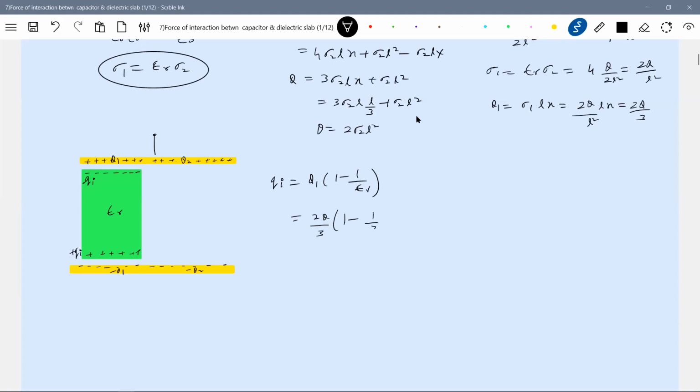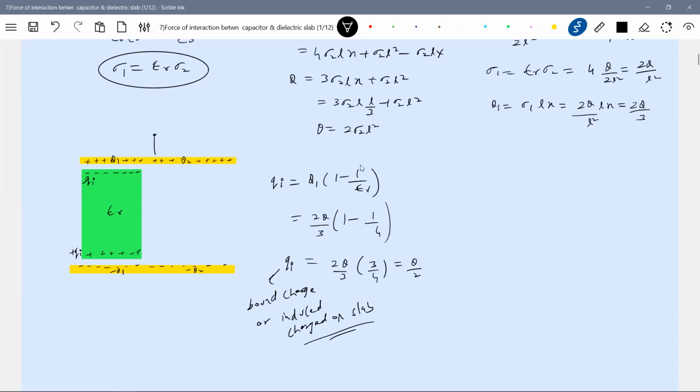1 minus, this is 4, epsilon naught value, I think 4. Q by 2 charge will be present. This is the charge induced on the dielectric slab. Bound charge, various names: bound charge or induced charge on the slab. But you see the way he has asked, the language is also a little bit tricky.